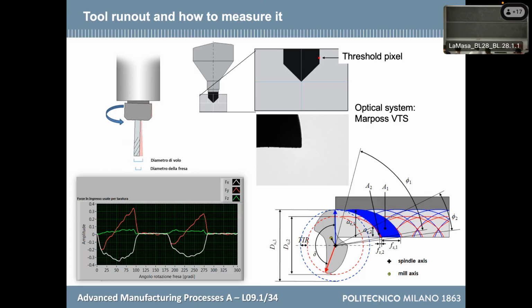These are some signals acquired with a load cell, and these are the three components of the force. You detect run out when the peaks are different. For example, here they are different, but the difference is really small. So if I'm measuring the force, I can detect run out. But it is better if I start by measuring at the beginning.